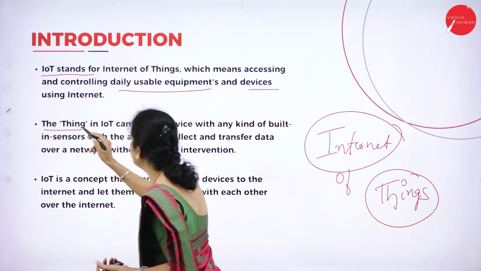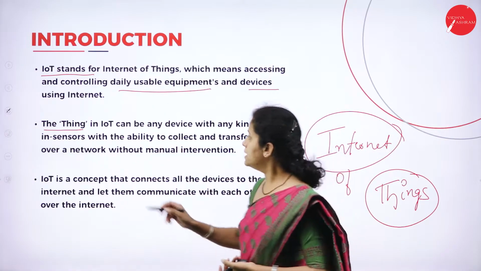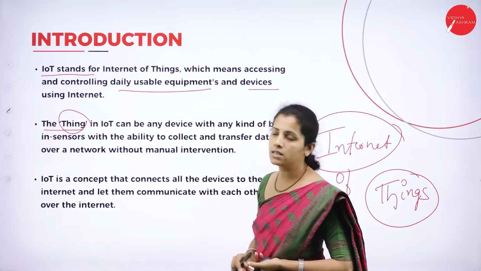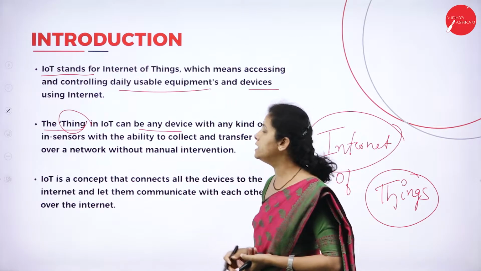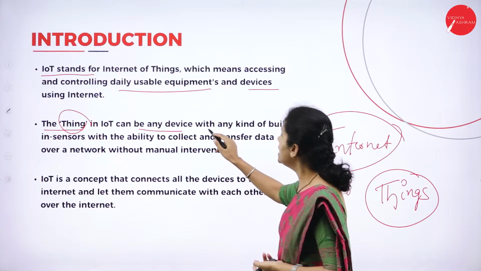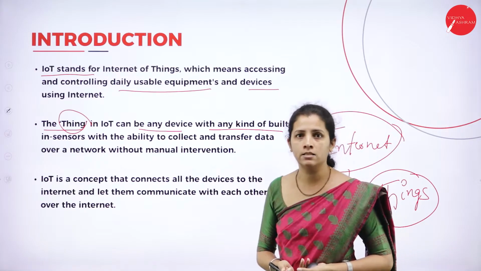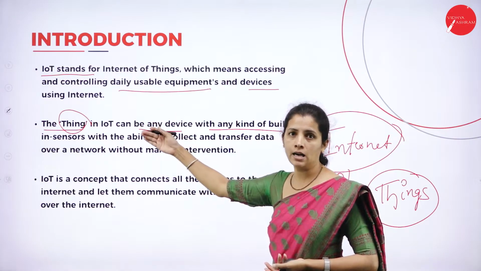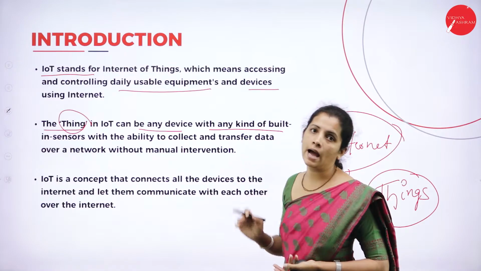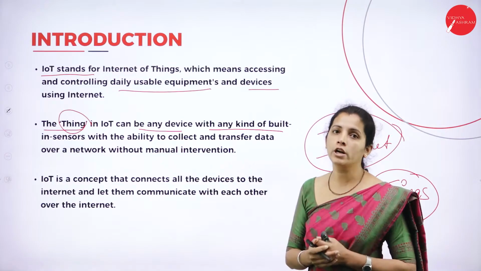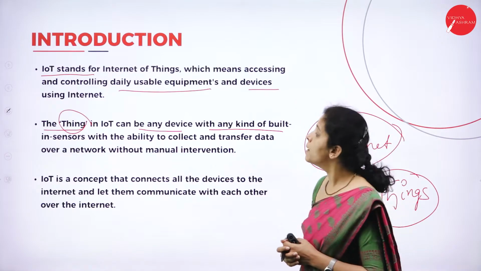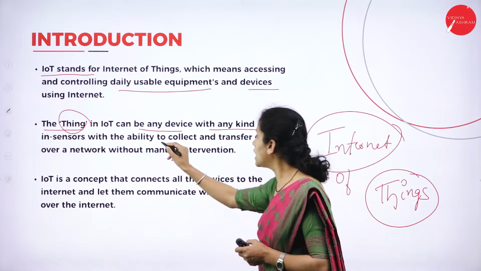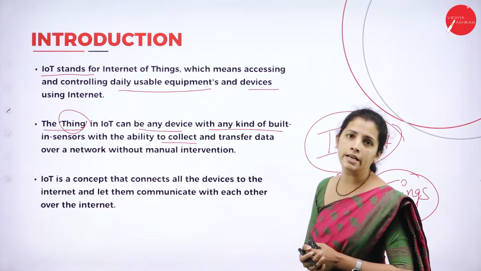So the thing in IoT, that means what is thing here? Thing can be any device. So thing can be any device with any kind of built-in sensor. So thing can be any electronic device, but they must have a sensor. And what kind of sensor? That is a built-in sensor with the ability to collect and transfer the data.